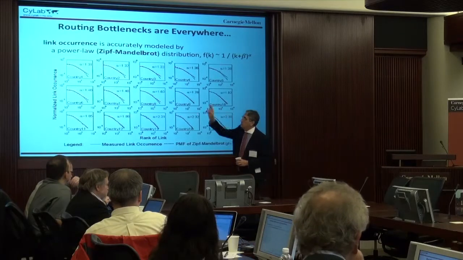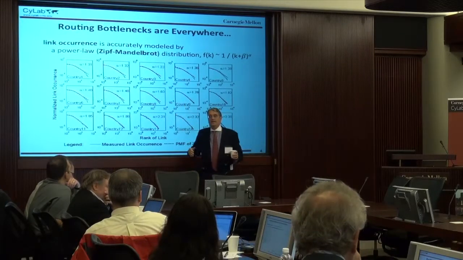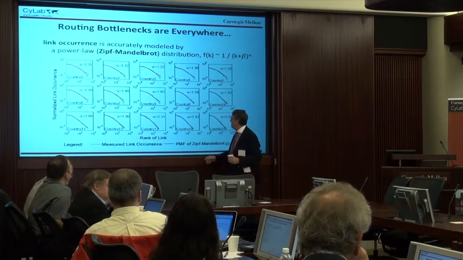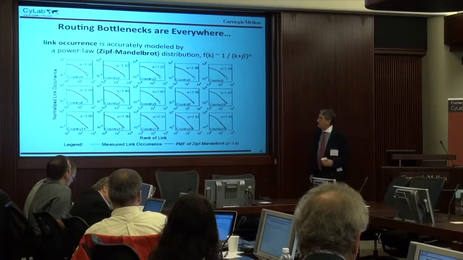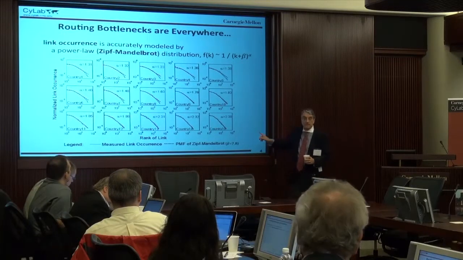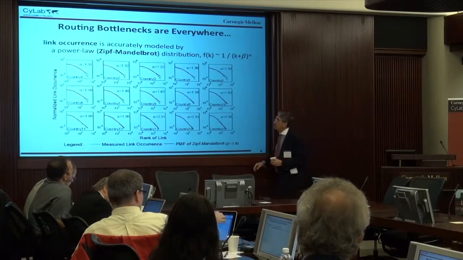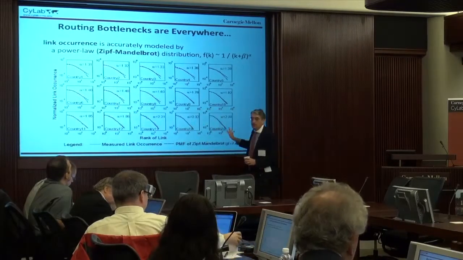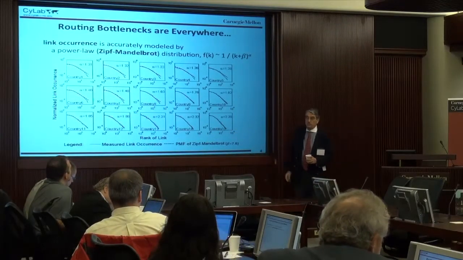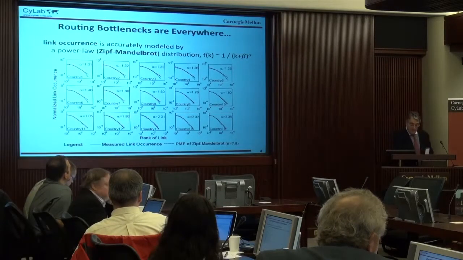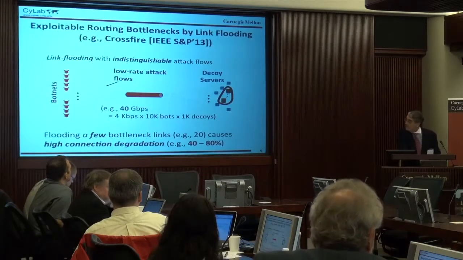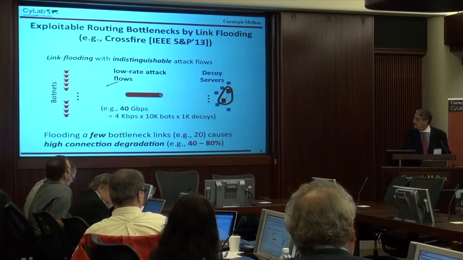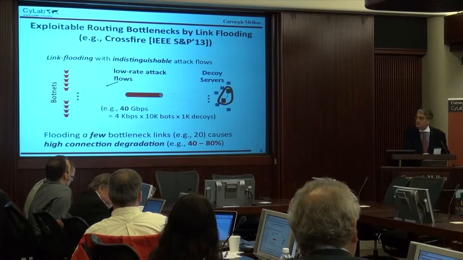The smaller the alpha, the better off you are. The bottleneck is not very severe. The larger the alpha, the worse off you are. So these are the 15 countries that you did. By the way, Western Europe had the least problems. Eastern Europe, Middle East, and Asia had the most problems. So anyway, the point is that we had this link flooding attack, which I'll not describe, but it's very persistent. You can cut 40 to 80% of the traffic.